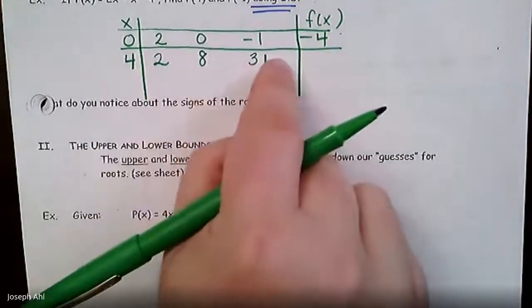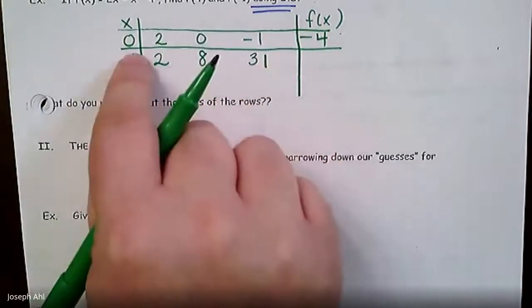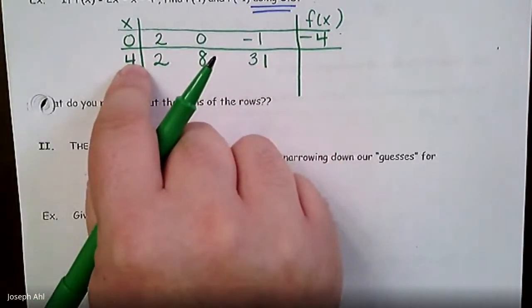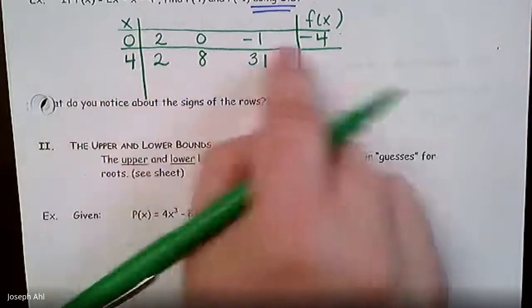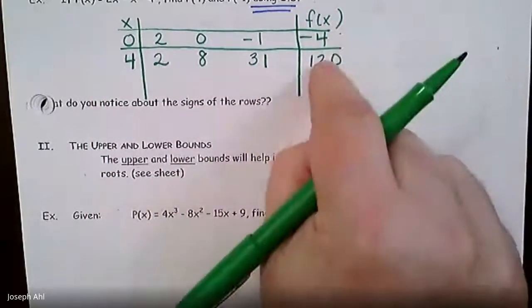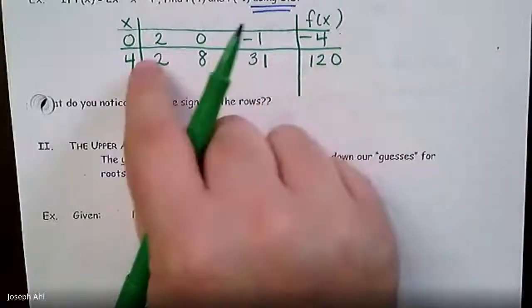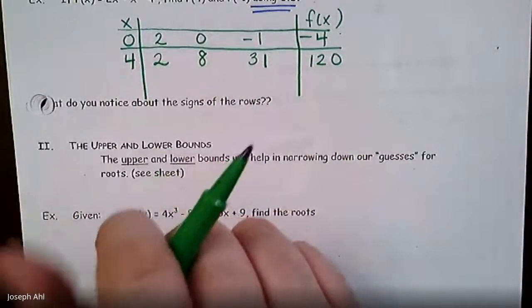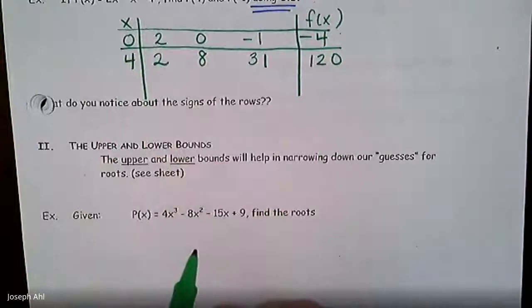Hardest part about this will be doing the last product here. 31 times 4 is going to be 124. 124 plus that -4 is 120, a very large remainder there. Okay, that's the y value, though, that goes with the value of x at 4. 4 is most certainly not a root.